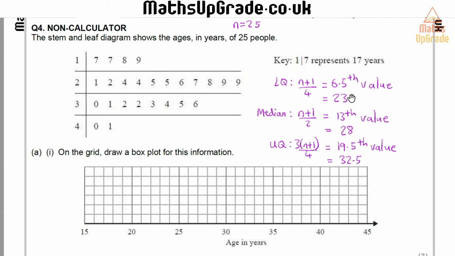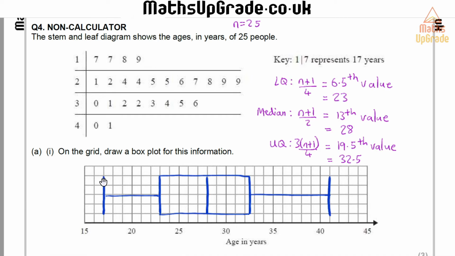23 is the lower quartile, and the upper quartile is going to be the 19.5th value, which is 32.5. So now I've got those values, I can plot the box plot. So here's the box plot since the scale is already given. Remember, it doesn't matter how high you draw this box plot, the height doesn't matter at all, since there's no scale on the vertical axis there.